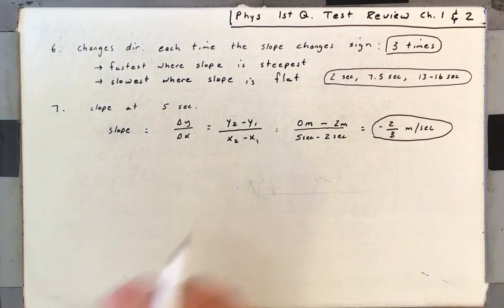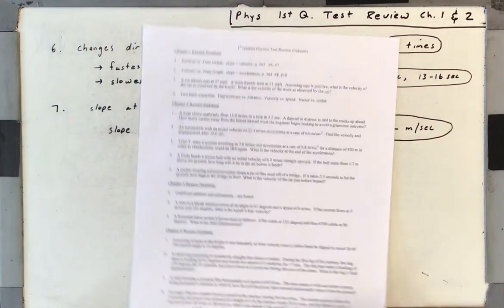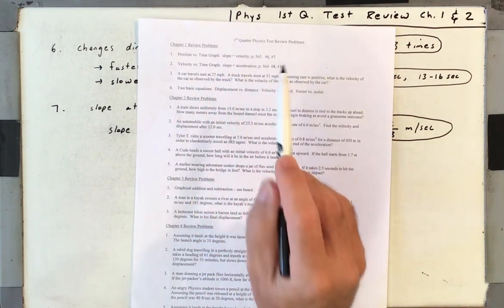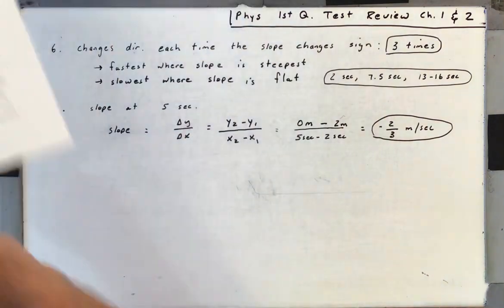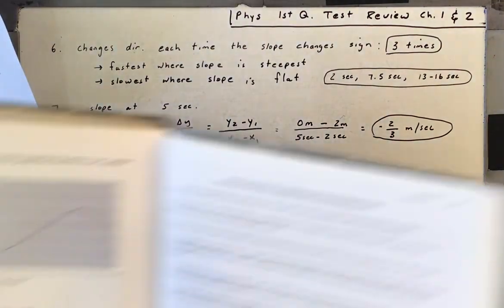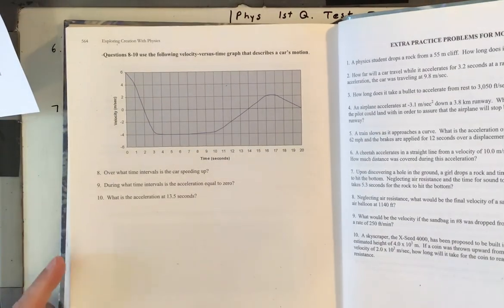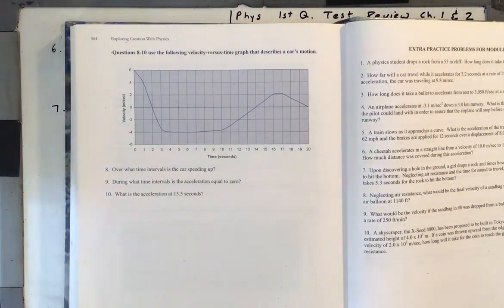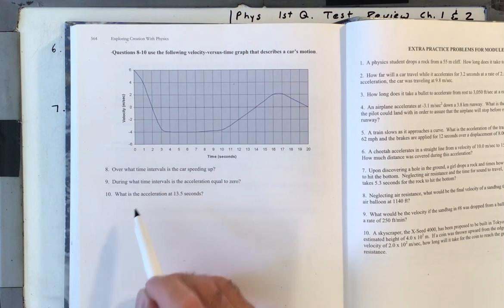All right, that's the position versus time graph. The next thing we're going to look at is the velocity versus time graph on page 564. So that is this graph. I'm going to go ahead and do 8 through 10.